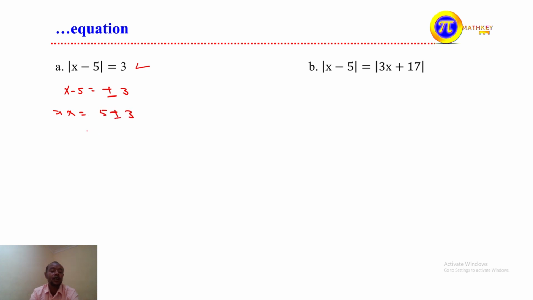This means the value of x is 8 or x is equal to 5 minus 3, that is 2. So the value of x can be 8 or 2. If we ask for the solution set for this problem, the set consists of 2 and 8.